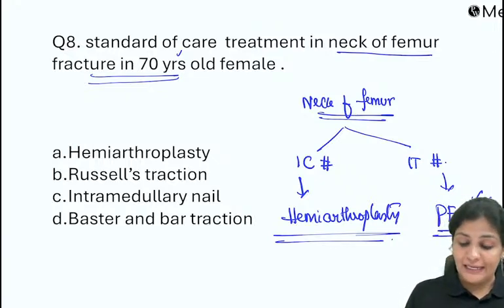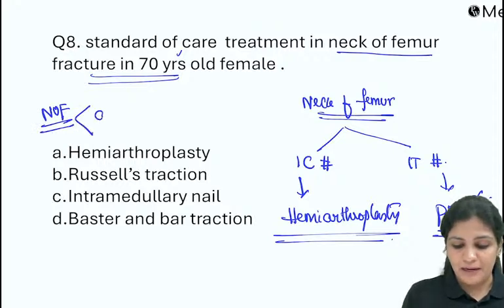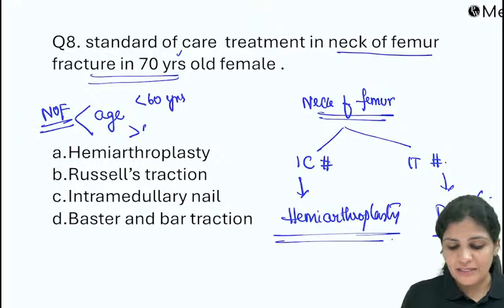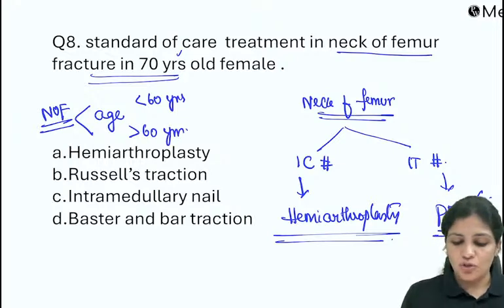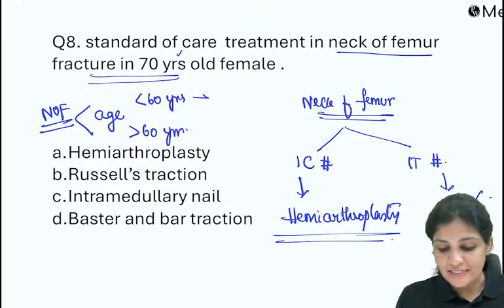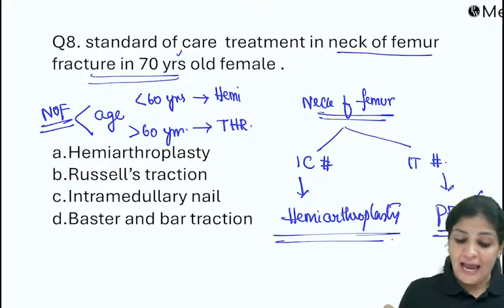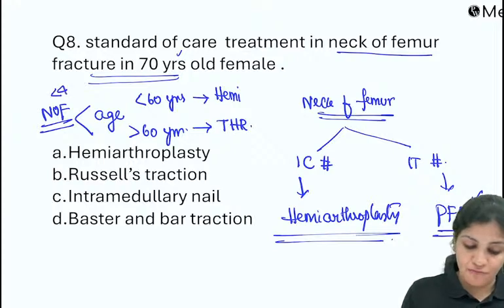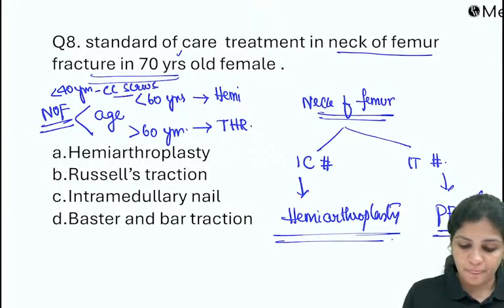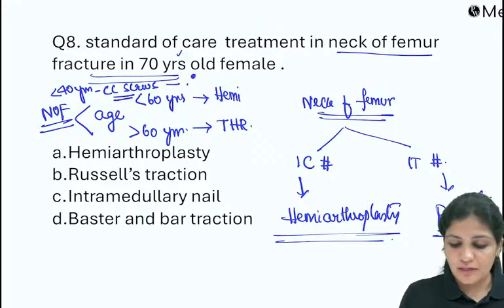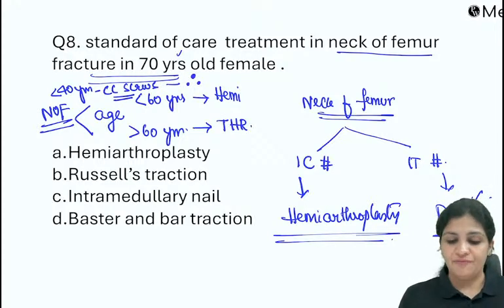So whenever there is a neck of femur fracture, you first have to depend upon the age, less than 60 years or more than 60 years, right? So usually if the patient is less than 60 years, you go for hemi. More than 60 years, you go for THR. And if the patient is even less than 40 years, you go for CC screws. CC screws in inverted triangle fashion, right?